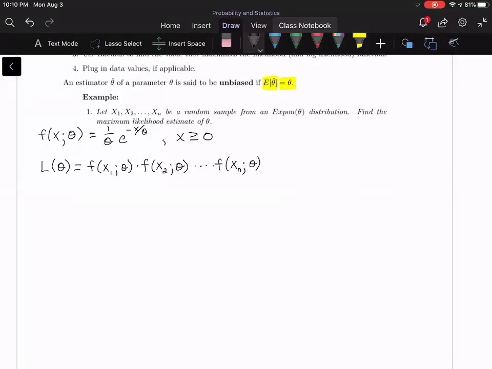And so that is just the formula. I'm writing it out, but if you're comfortable with the product notation, then feel free to use that product sign that I had up above. And so this is 1 over theta e to the negative x1 over theta, times 1 over theta e to the negative x2 over theta, times, and you would do that over and over again until you get up to the f function evaluated at xn, which is 1 over theta e to the negative x sub n over theta.